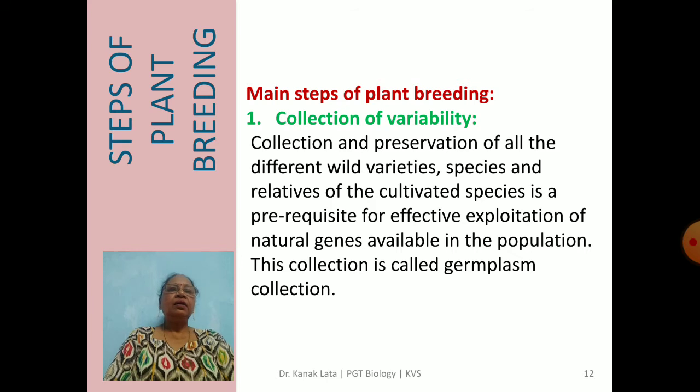Now let us see what are the main steps of plant breeding. So first is the collection of variability. Collection of variabilities means collection of different wild varieties, species and relatives of the cultivated species, so that we can get all the germ plasm, that is the collection of germ plasm. So whatever the genes available in the population, we have to collect it. So that is called as collection of variability.